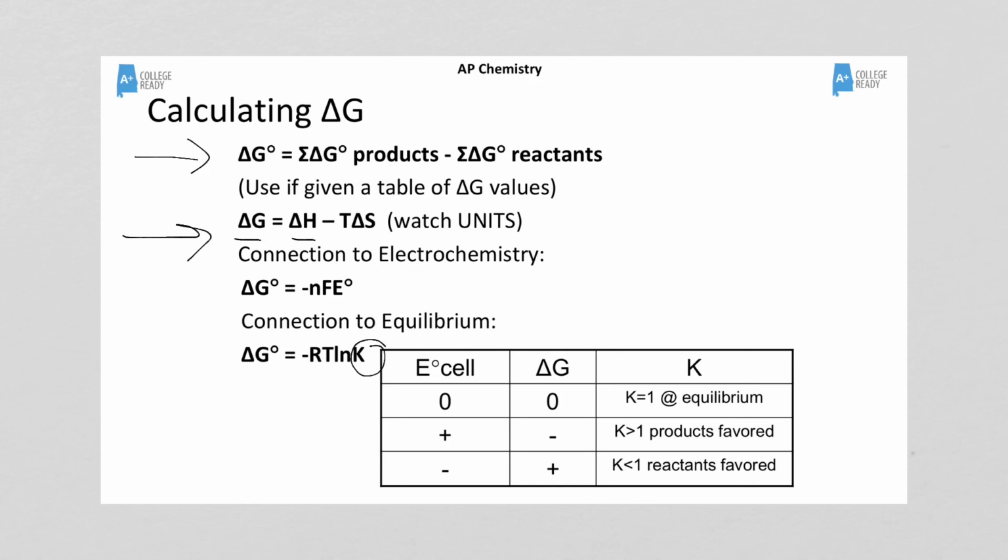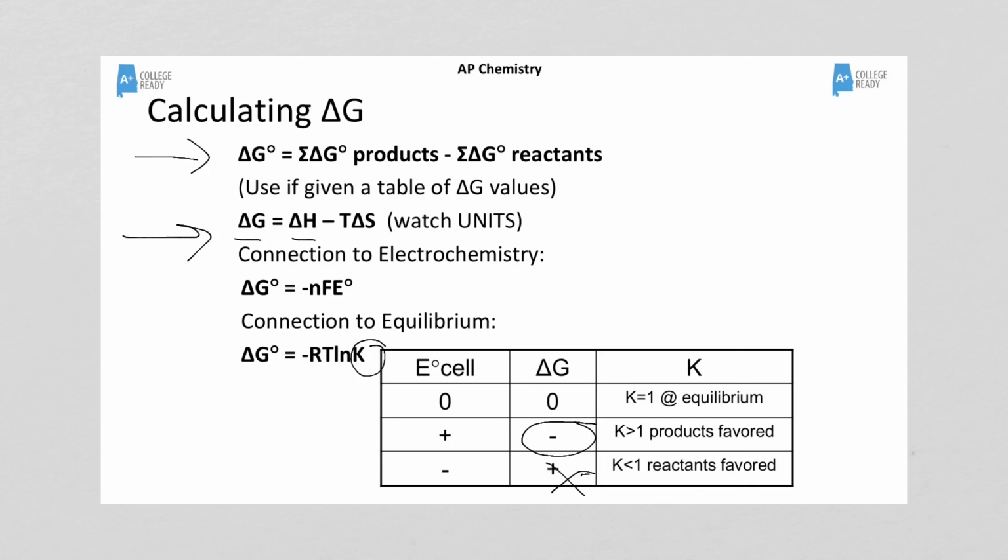Here's the electrochem connection for thermodynamic favorability, and then here's our connection to equilibrium with the equilibrium constant. And this is a nice summary table that reminds us that if we have a positive cell potential, K must be greater than 1 because the reaction is going forward, and that's what we're looking for, a favorable reaction. If we have the opposite of that, the reaction's not going to happen.